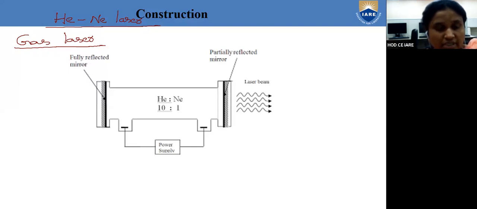For now, just copy this figure. We'll discuss it in the next class, because today we have a lot of disturbance. Okay. So this construction and working, I'll finish in the next class. Applications, we'll have a class. Then I'll make you do numerical problems tomorrow. So from the day after tomorrow, I'll discuss the question bank.